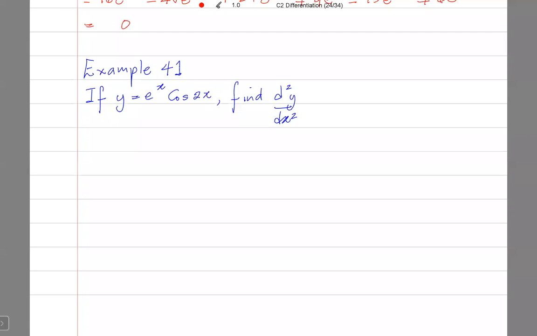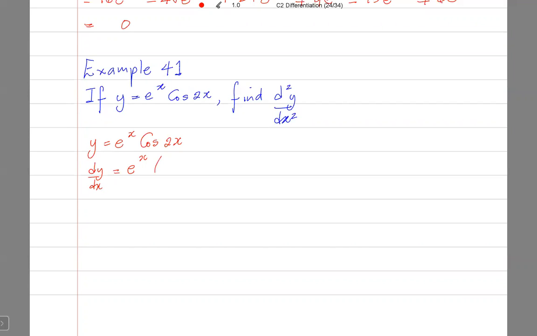For example 41, we're told that y is equal to e to the x cos 2x, and we're to find d2y by dx squared. So y is equal to e to the x cos 2x, and this is a product differentiation. So we have to apply the product rule. So dy by dx, we're going to leave the first, e to the x, differentiate the second.